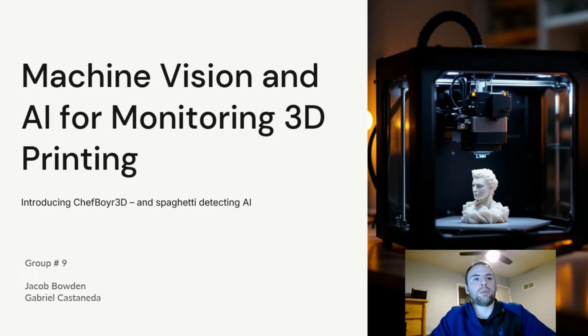Hi, my name is Jacob Bowden, and this is our machine vision project on error detection for 3D printing. We created an AI and named it Chef Boyar 3D, which is a spaghetti detecting AI that monitors a 3D printer in real time and stops the 3D printer if any error occurs. So I'm going to turn it over to Gabe here, and he's going to explain exactly what spaghetti is.